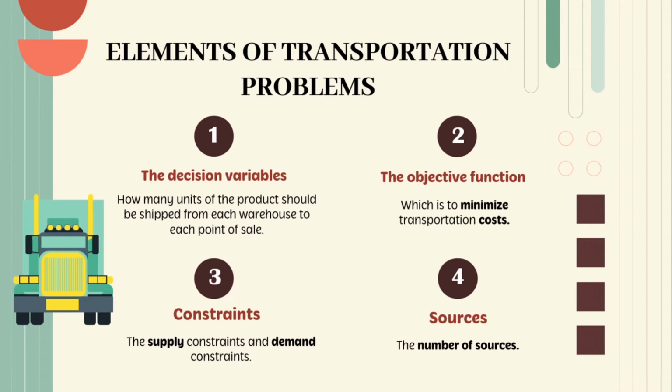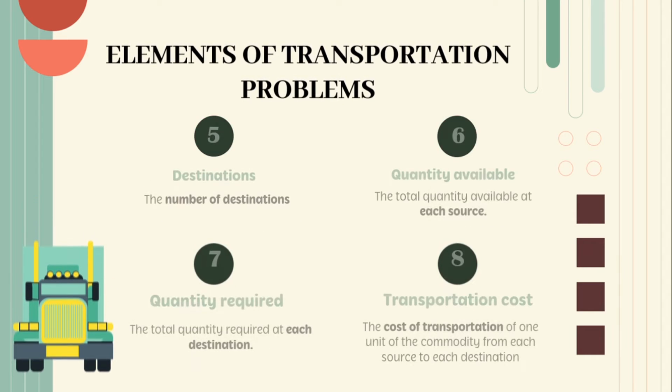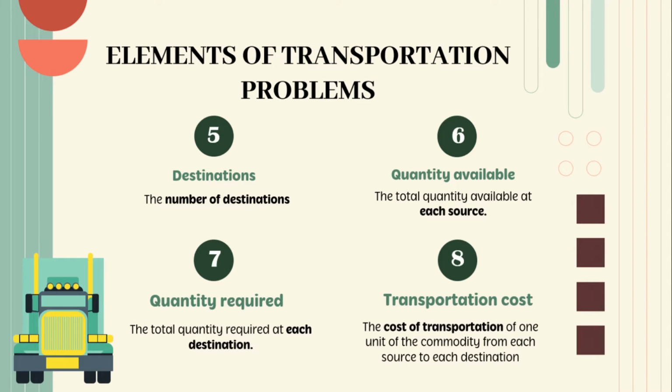Elements of transportation problems. To solve a transportation problem, the following information must be given. 1. The decision variables, which indicate how many units of the product should be shipped from each warehouse to each point of sale. 2. The objective function, which is to minimize transportation costs. 3. The supply constraints and demand constraints. 4. The number of sources. 5. The number of destinations.